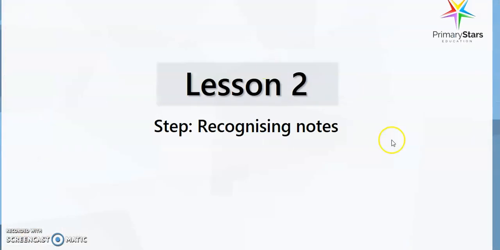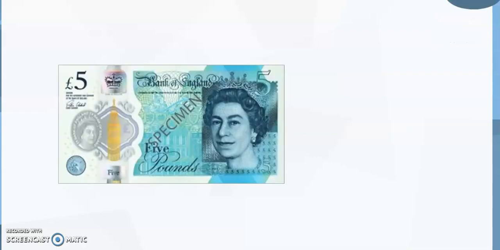We're going to be learning all about recognising notes. So you had a look at coins yesterday, but as well as using coins when we're spending money, we also use notes. So this is the first one we're going to look at. Have a little look at things that you can see, have a look at the colours.